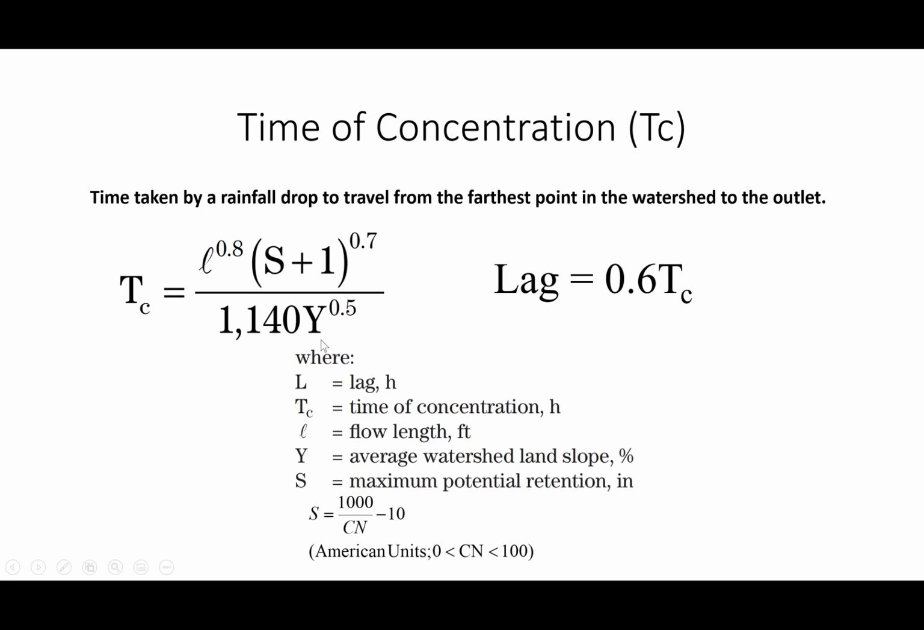So this S uses the curve number which we already have for each subbasin. The next variable that we have in the time of concentration expression is Y, which is the average watershed slope. So in order to calculate lag, we need to have the maximum flow length. We need to know what S is, which is based on curve number, and then we need to know what the average watershed slope is. So we have the curve number from which we can calculate S.